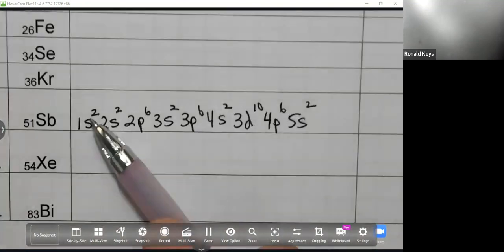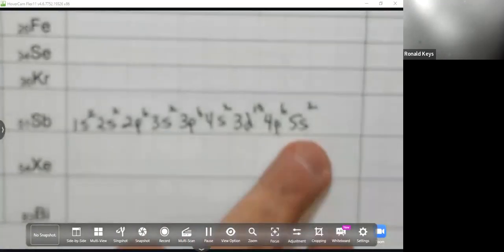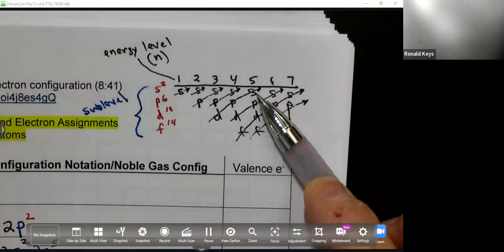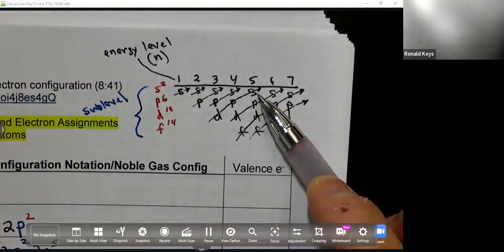Now, I'm going to count my superscripts here. I've got 2, 4, 10, 12, 18, 20, 30, 36, 38. I've got 13 more to go. We got 38. Let's go up to our diagram then. After 5s2, the arrow's done. I go down to my next arrow.